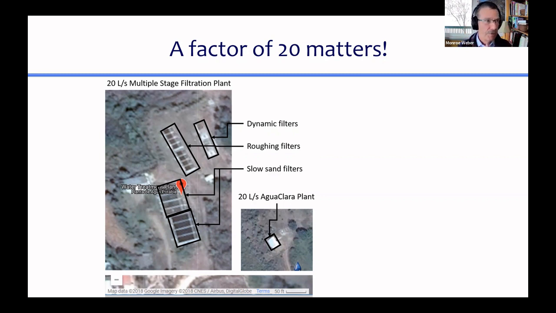So here is an aerial view from Google Earth of 2 water treatment plants in Honduras, both providing water to the same town, one serving one set of neighborhoods and another one another set of neighborhoods. Both plants have the same design flow rate of 20 liters per second. And I didn't cheat here. I've used the same scale when I copied these images out of Google Earth. And you can see that the multi-stage filtration plant is just huge compared with the Agua Clara plant. And granted, the Agua Clara plant costs more per square meter because there's more stuff inside it. But it doesn't cost as much as all that extra concrete that goes into making a huge multi-stage filtration plant.